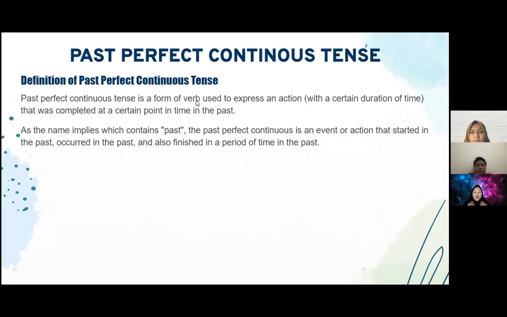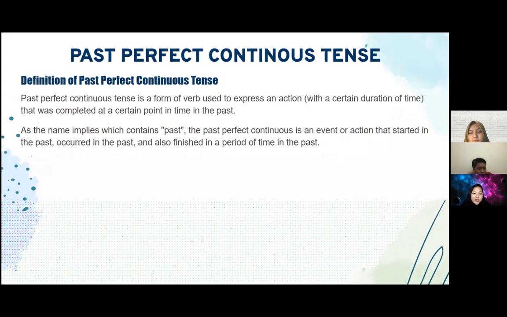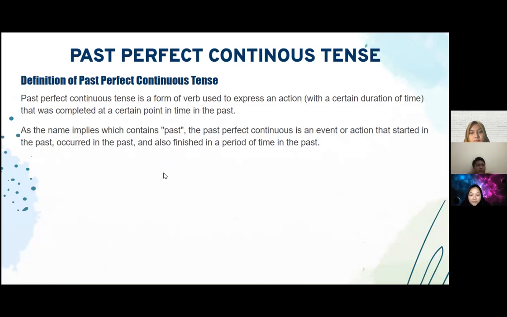And so now, the past perfect continuous tense. The definition of the past perfect continuous tense is a verb form used to express an action that was completed at a certain point in time in the past. As the name implies, the past perfect continuous is an event or action that started in the past, occurred in the past, and also finished within a period of time in the past.